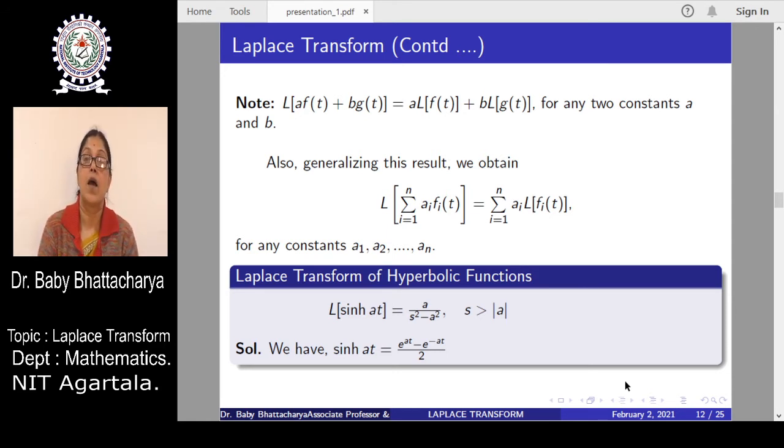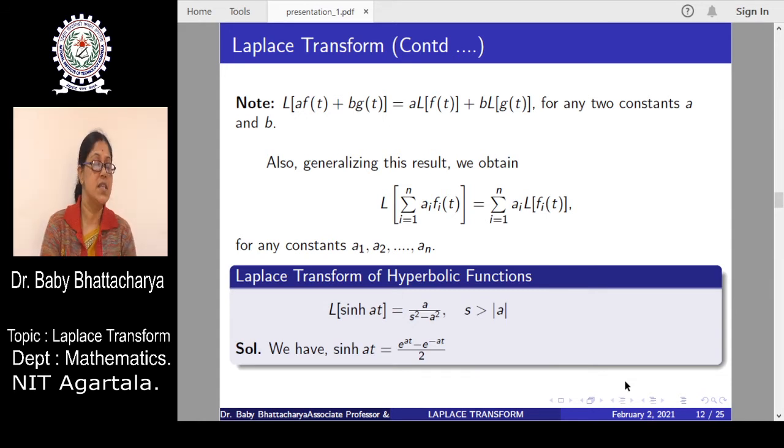Now we will focus on finding the Laplace transformation of the hyperbolic function. According to the definition of the hyperbolic function, sinh(at) is equal to (e to the power at minus e to the power minus at) by 2. Our objective is to find the Laplace transformation of this hyperbolic function, that is the Laplace transformation of sinh(at). We will show that the transformation of this function is a upon s square minus a square, whenever s is strictly greater than mod a.